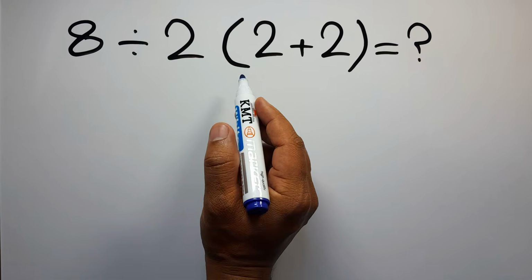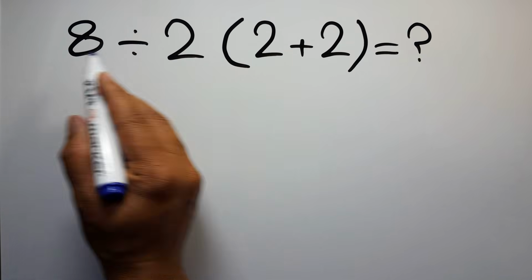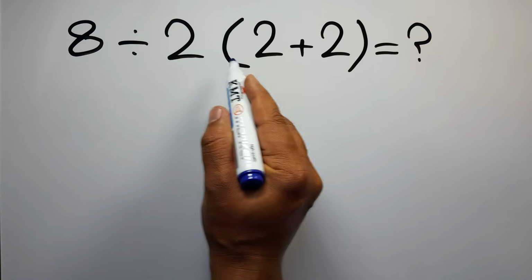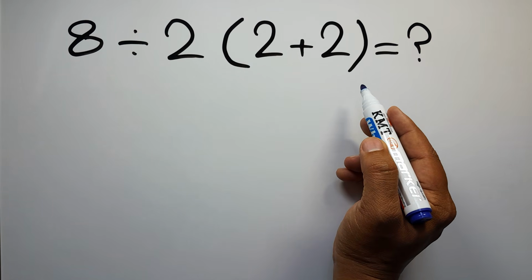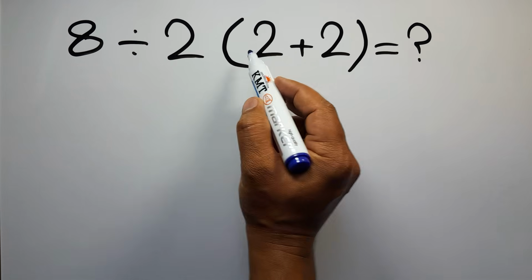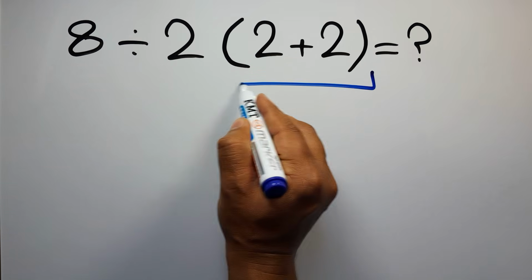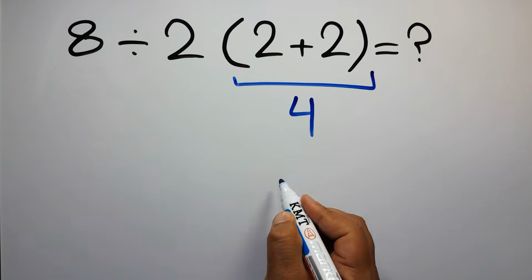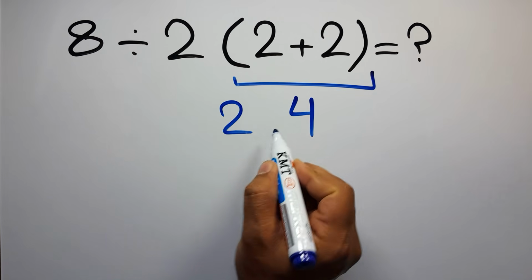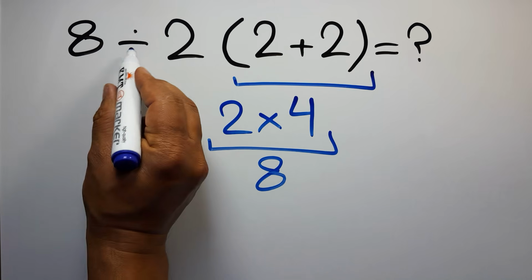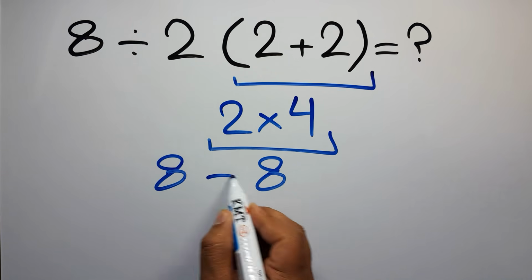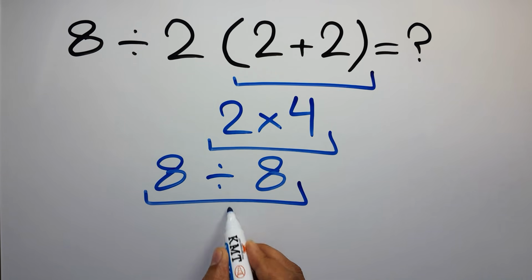In this video we want to find the value of this expression: 8 divided by 2, then times (2 plus 2). Are you ready to solve? Let's go ahead and get started. 2 plus 2 gives us 4, and 2 times 4 equals 8. So 8 divided by 8 is just 1.